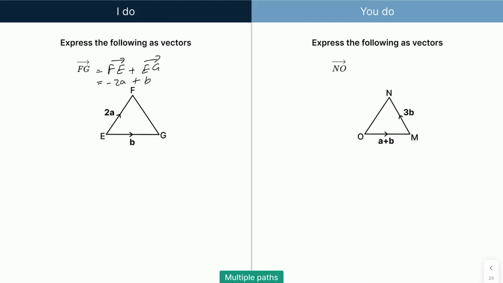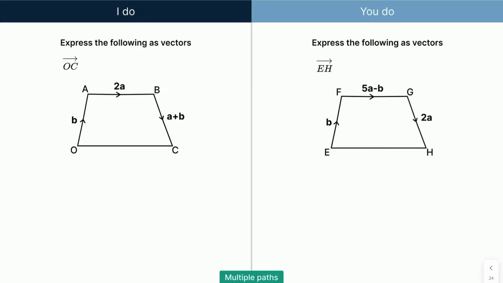So now we are going from N to O. So that's N to O. I can see that both of these vectors point in the opposite direction. So that will be N to M, and then M to O, and that is minus 3B minus, now we're going to use brackets here because there's two values, A plus B, and we're going to expand the brackets out, so that's minus 3B minus A minus B, and that can become minus 4B minus A.